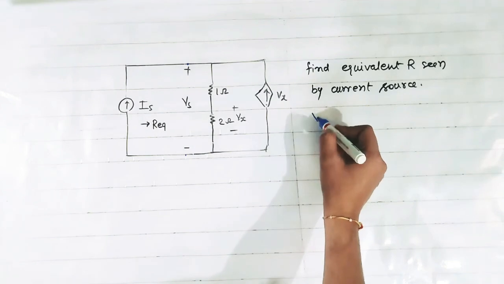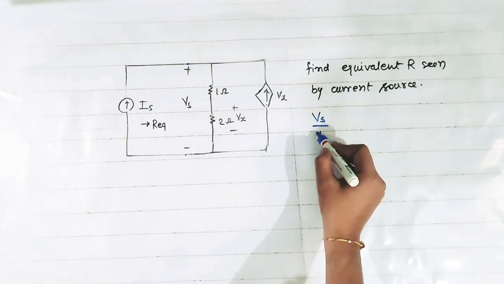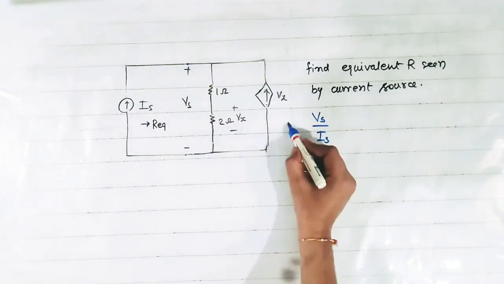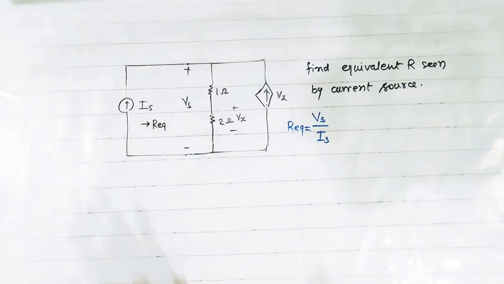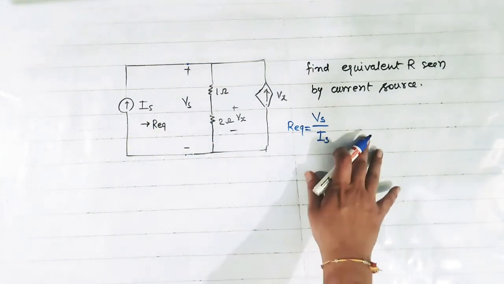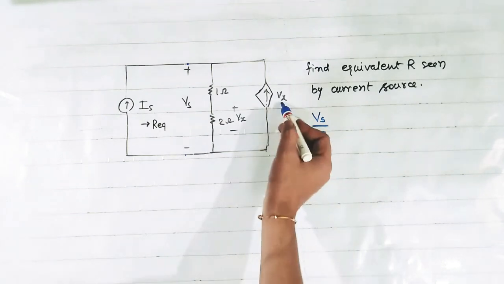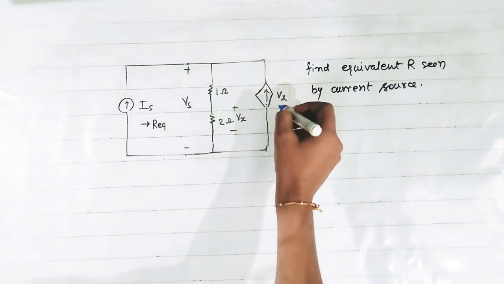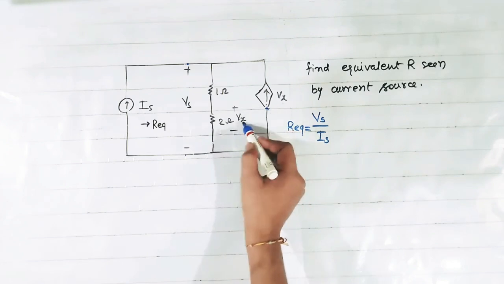That is equal to V by I, Vs by Is. So V upon I is the resistance, so this is the equivalent resistance seen by this current source, and we have to find this value Vs upon Is. Now here this is Vx and this is current Is. This is a voltage dependent current source which depends upon the voltage Vx.